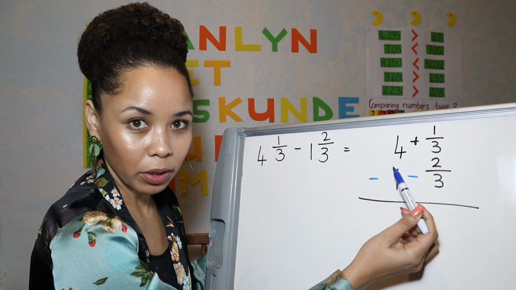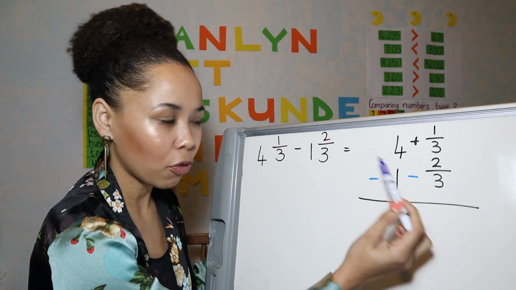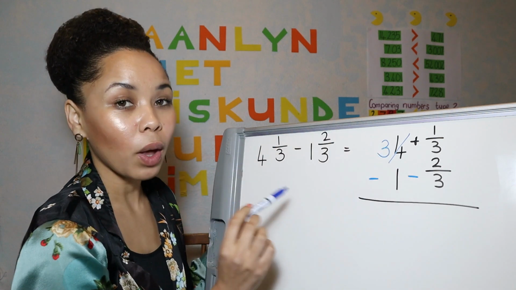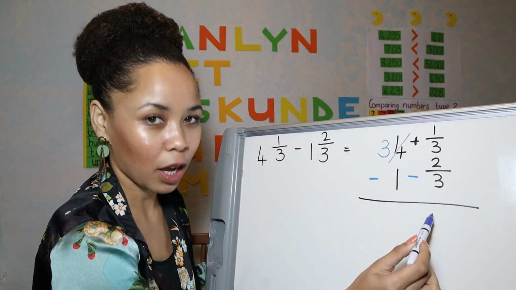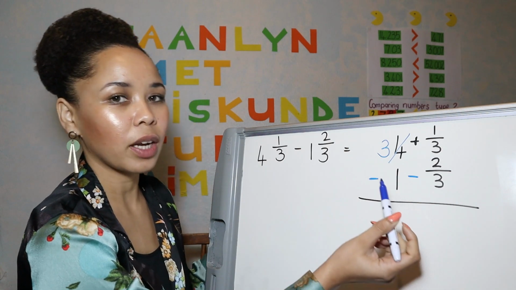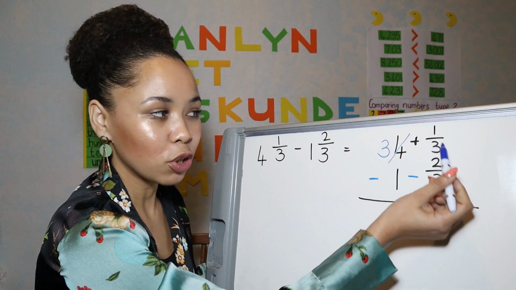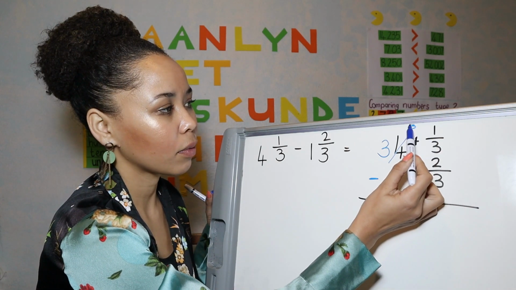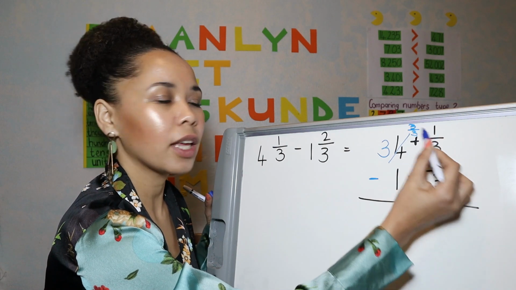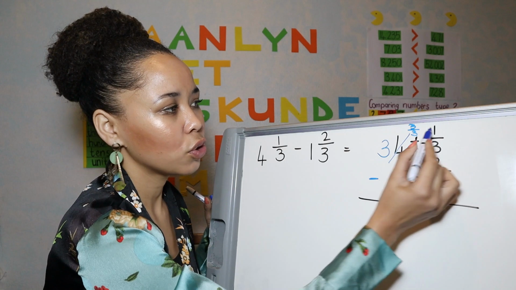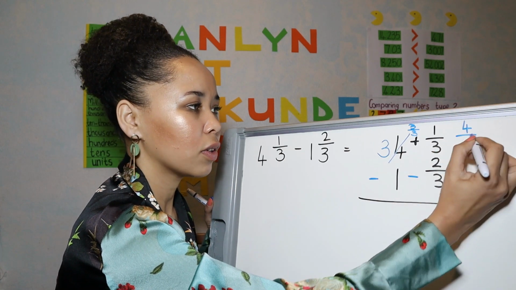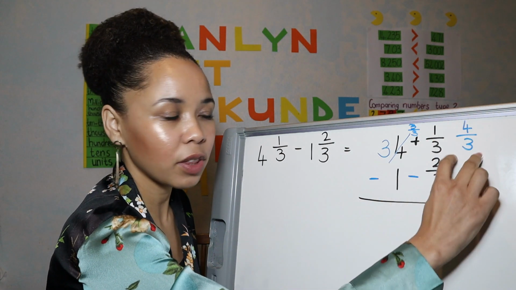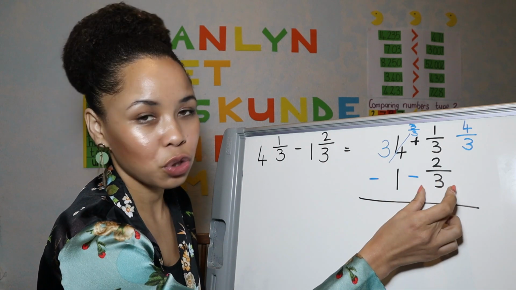So what do I do here? I borrow, right? So if I borrow 1 from 4, I will have 3 left. And that one that I borrowed, I will carry over to the fraction side. Now, since it's a fraction, I need to write 1 as a fraction. My denominator is a 3, so I will write 1 as 3/3. This then changes this part on top to 4/3. So my new part that I have now is 4/3 in this column minus 2/3.